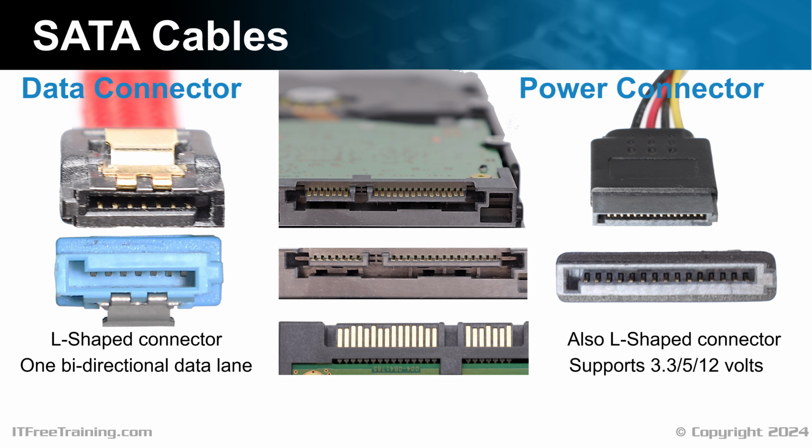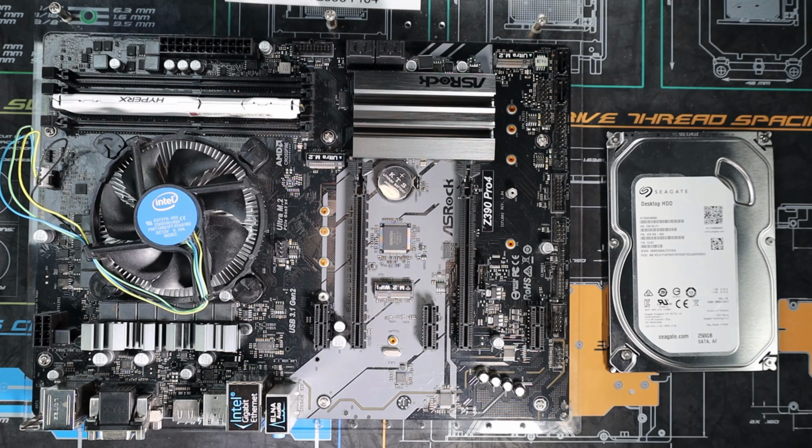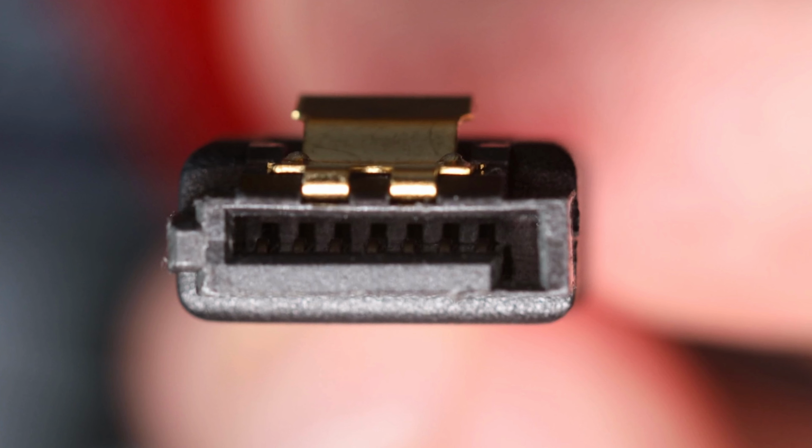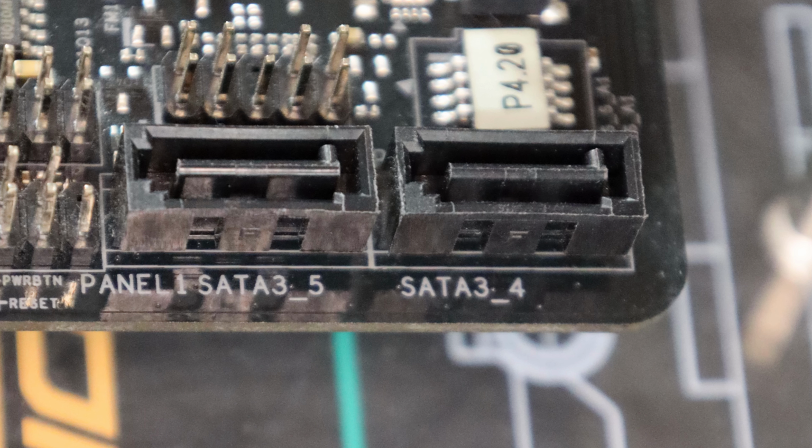To demonstrate how to use these cables, I have a motherboard and a hard disk that I will connect together. To start with, I will first plug in the SATA drive cable. You'll notice the L-shaped connector. In order to plug the connector in, I will need to locate a SATA connector on the motherboard. Your motherboard will most likely have a few of them.